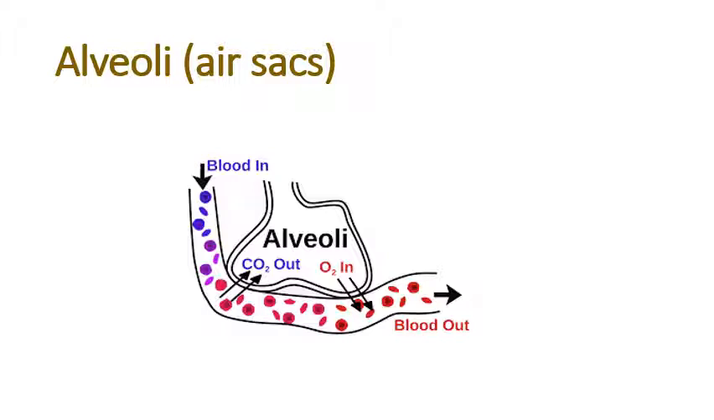So the carbon dioxide is carried by the blood from the organs to the lungs, mainly the alveoli, to be exhaled out. While blood out means blood that leaves the lungs, where oxygen passes from the lungs, mainly the alveoli, to the blood to be then distributed to the body organs.